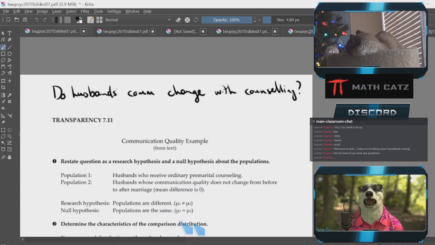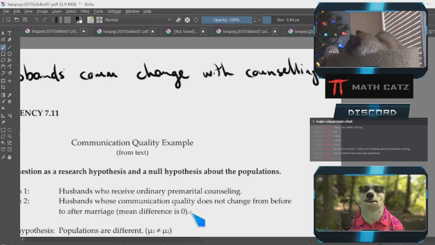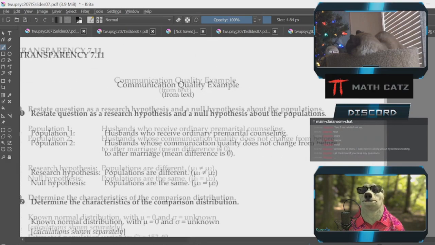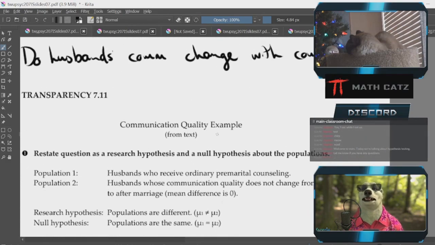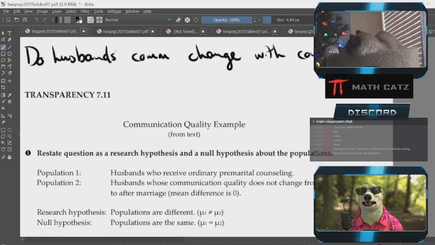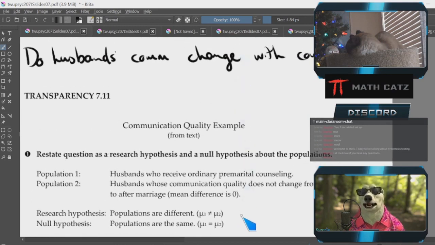So we could rephrase this. Let me zoom in on this. If we look at this comparison distribution, sorry, I was just looking at what I just covered, thinking I need to cover the comparison distribution, and then I messed it up.